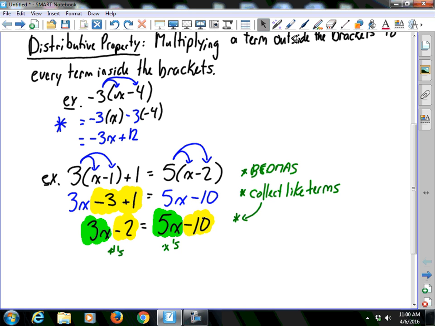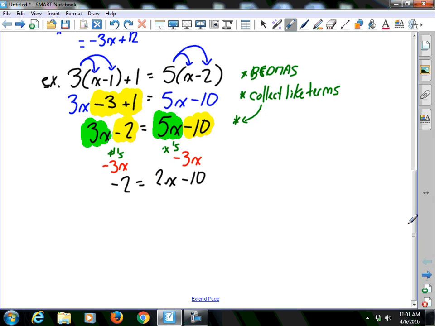So to get all the x's on the right side, we need to do opposite operations, and the opposite of positive 3x would be minus 3x. When we're collecting like terms, we add and subtract. So we're going to subtract both sides by 3x. So we're left with now negative 2 equals 5x minus 3x is 2x. So 2x minus 10 is on the right side.